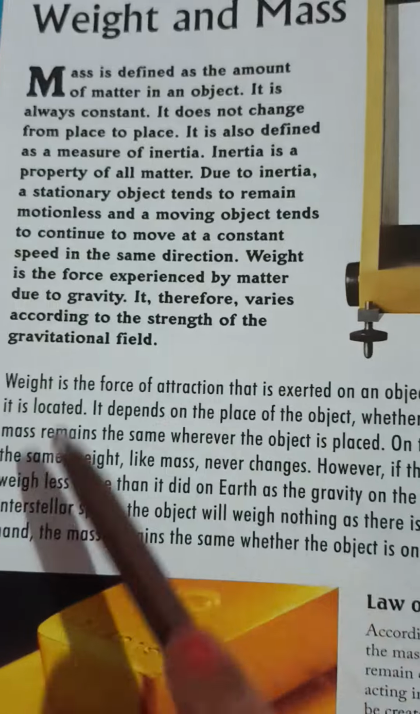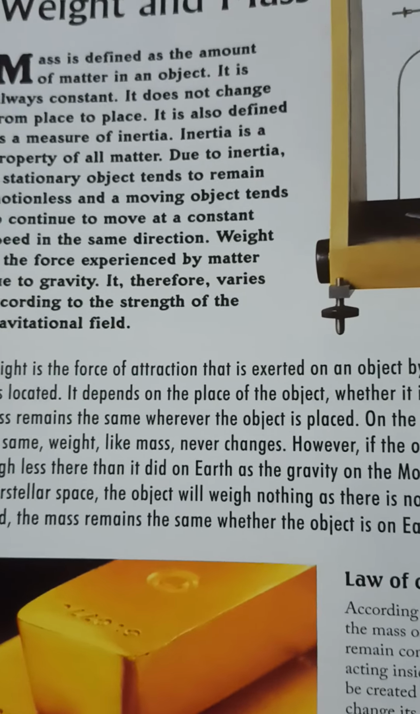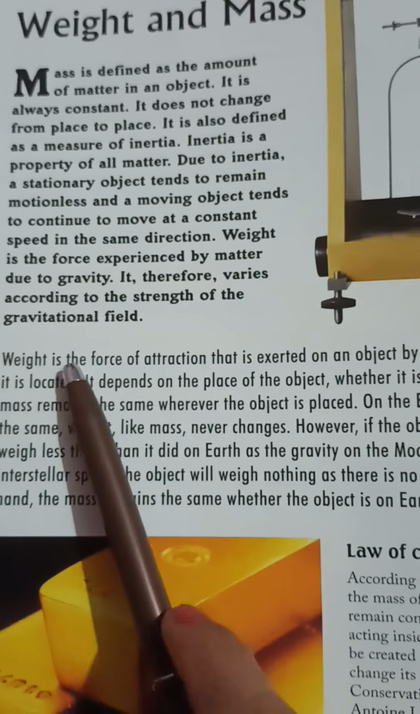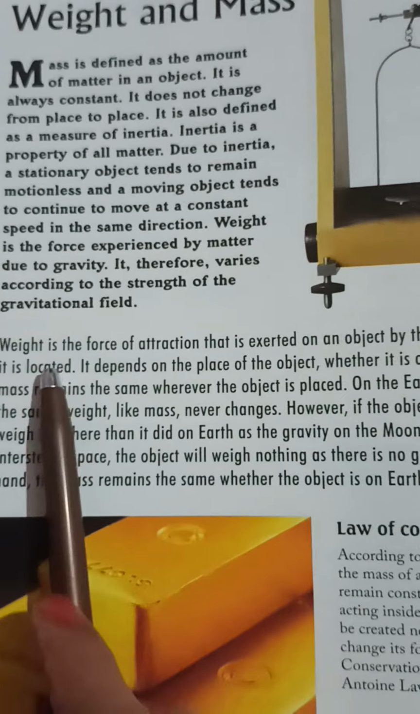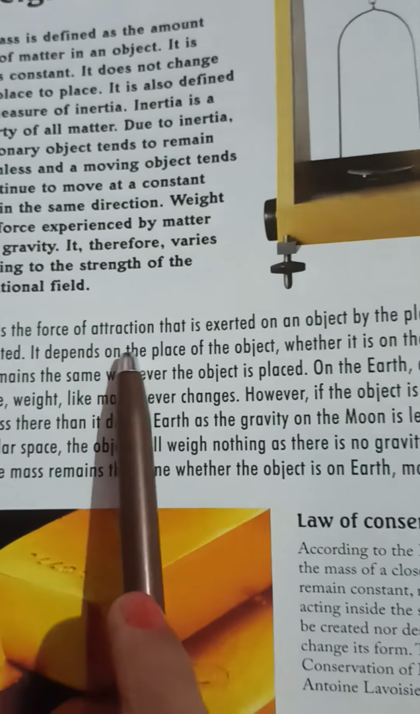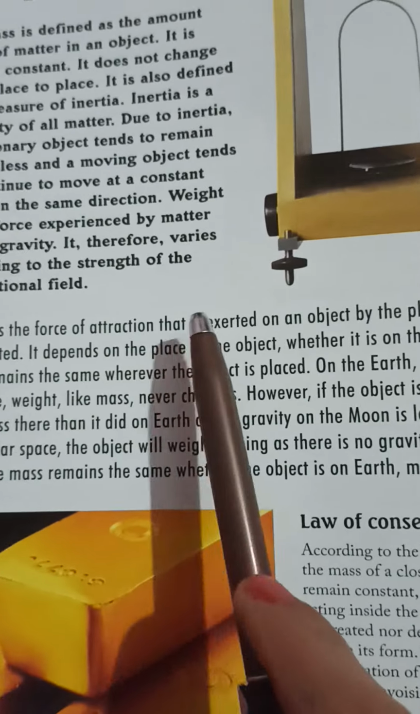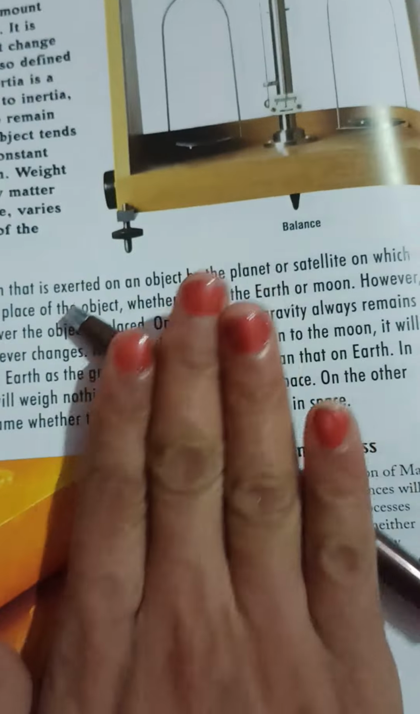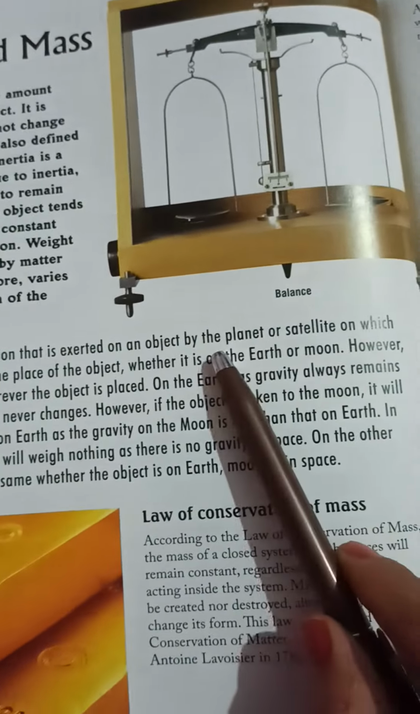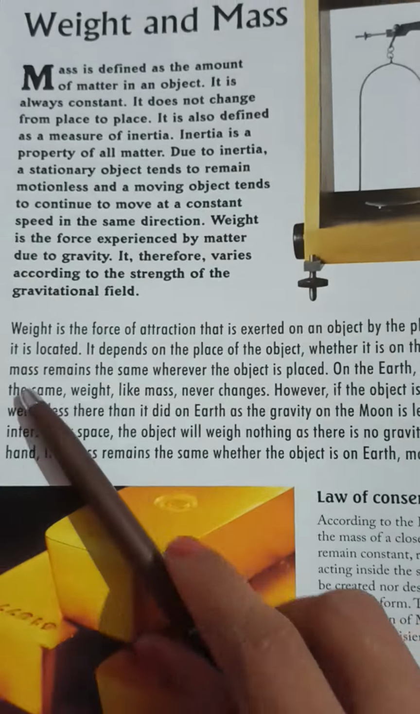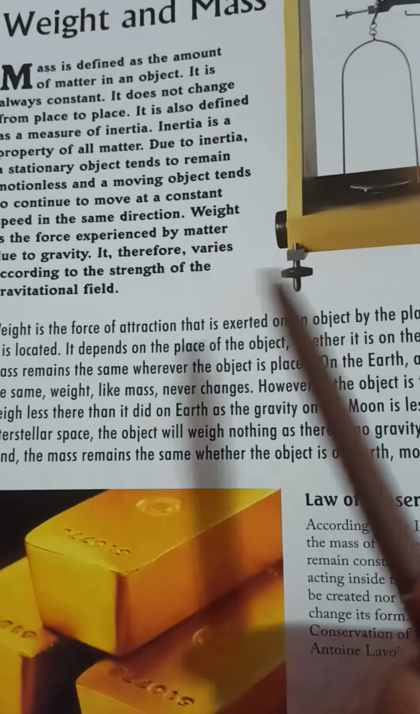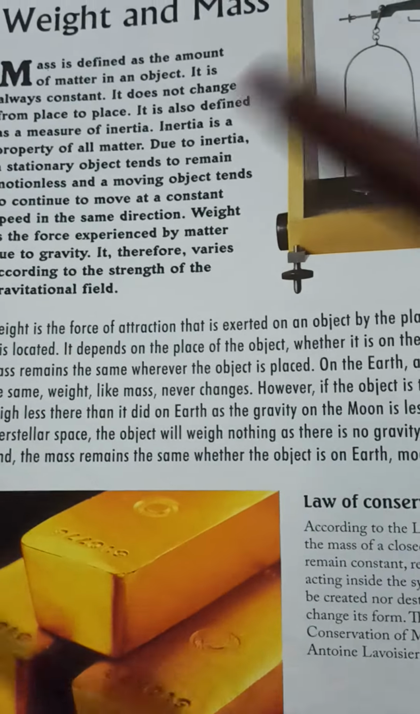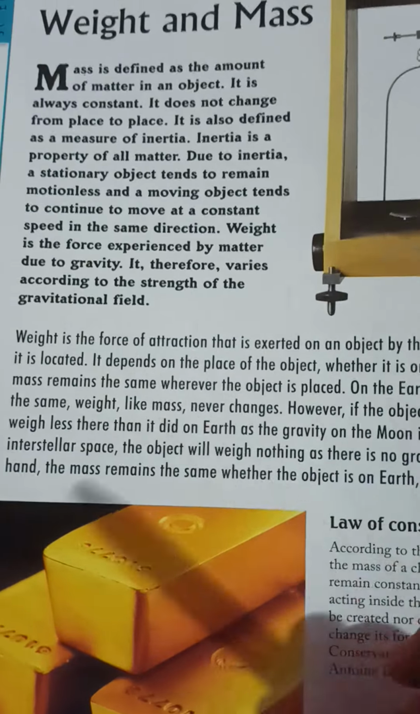तो गुरुत्वाकर्षण का जो क्षेत्र है, उसके अनुसार ये place to place वैरी करेगा। We will study a little more with a good explanation. Weight is a force of attraction, a kind of force that is exerted on an object by the planet or a satellite on which it is located. For example, I am here on this earth, so some force is exerted on me, that is called weight.